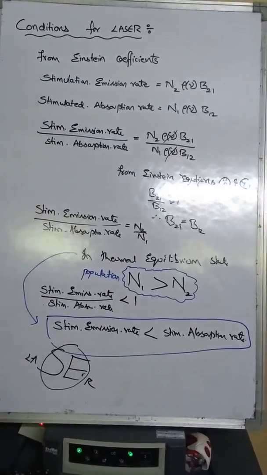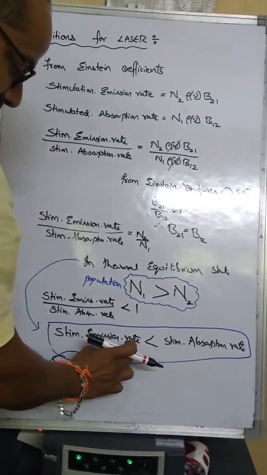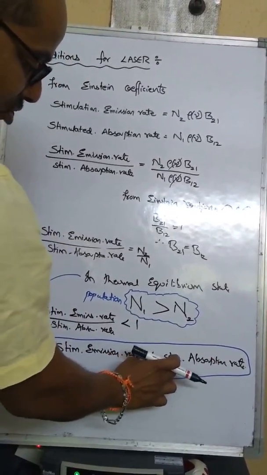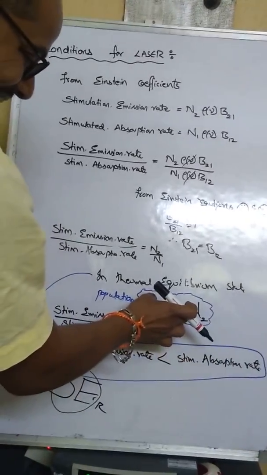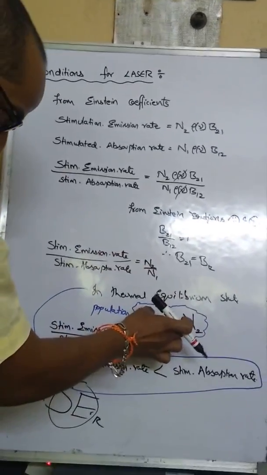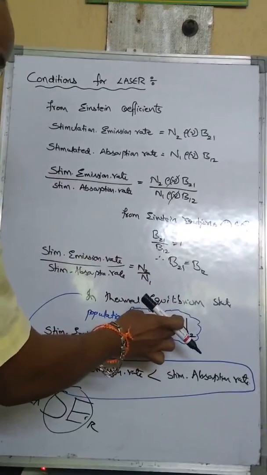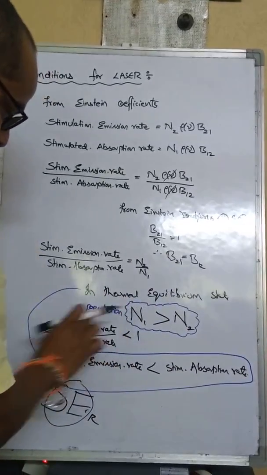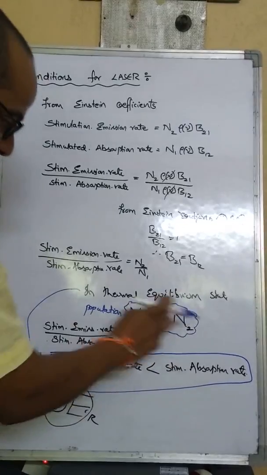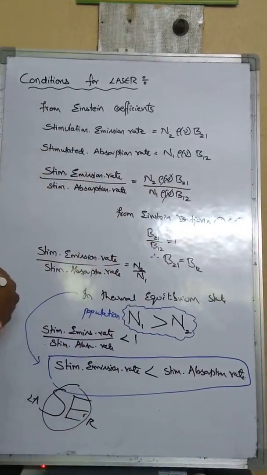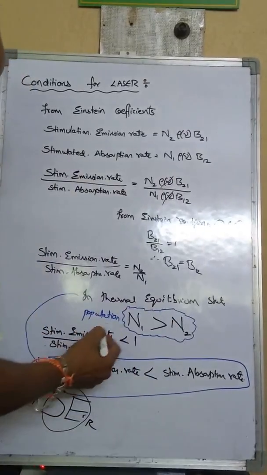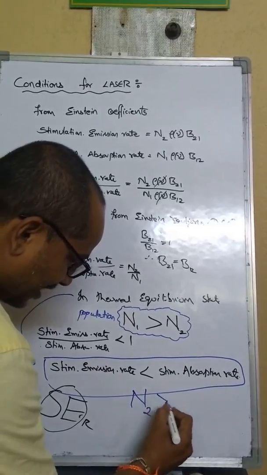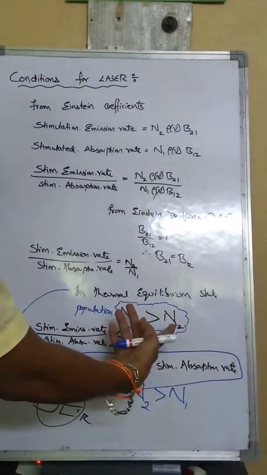So for the stimulated emission rate to dominate the stimulated absorption rate, this condition must be reversed. This condition must be inverted, or this condition must take place in an inversion process. Hence, I'll say the inversion of this condition is population inversion. Therefore, by somehow you make N2 greater than N1. So I've just twisted the equation.